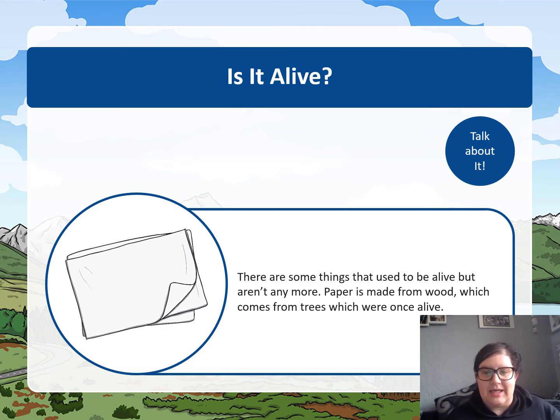So is it alive? There are some things that used to be alive but aren't anymore. So paper is made from wood, which comes from trees that were once alive. So we talked about that at the beginning.